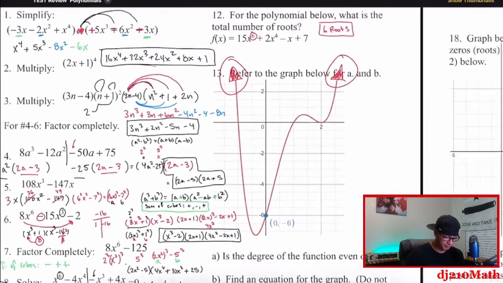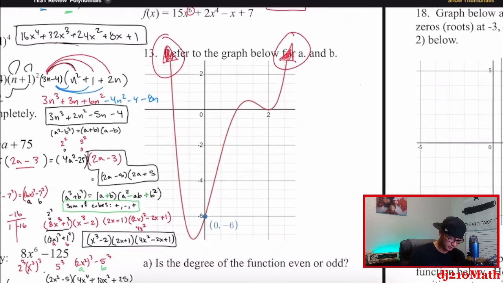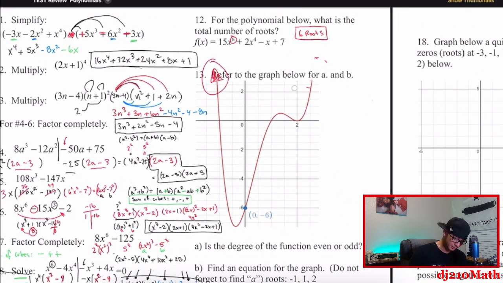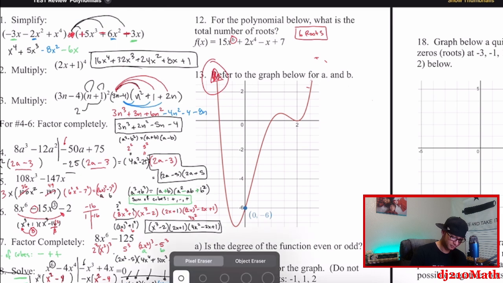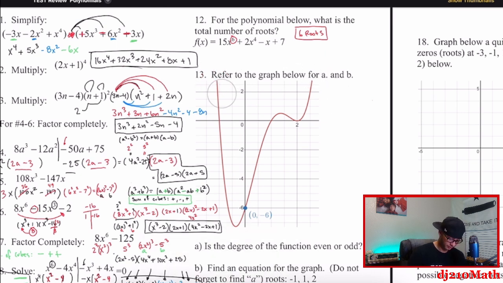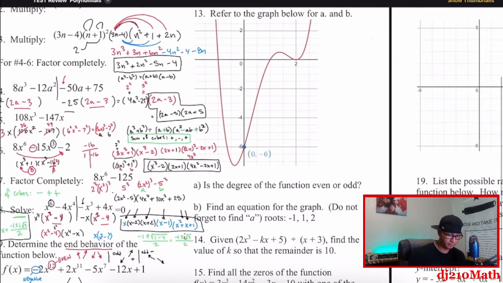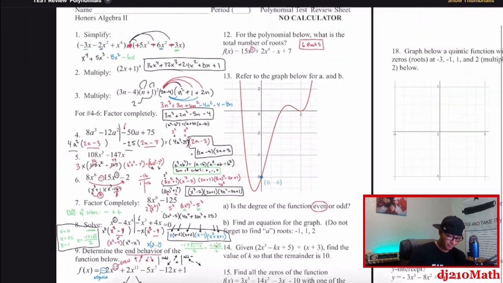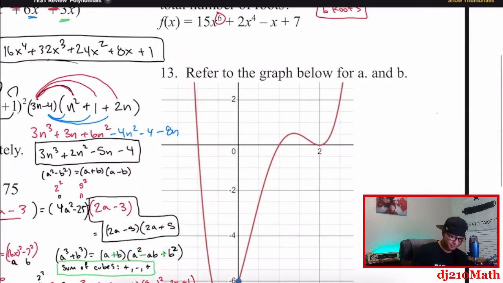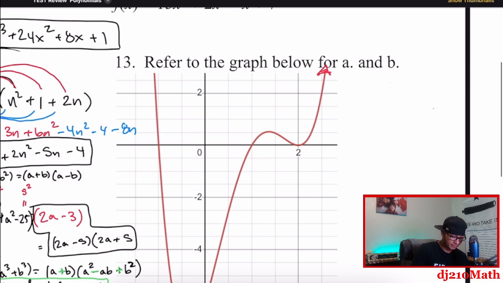Refer to the graph below for A and B. So let's erase the tails. Okay. Is the degree of the function even or odd? What do you think, people? Even. Even, Steven. Because, again, they both open up. So that's definitely even, because they're both going in the same direction.